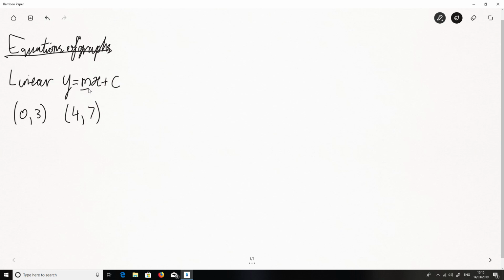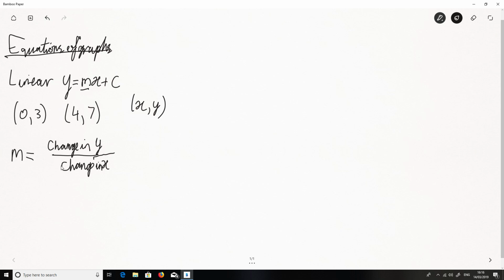So here, m is our gradient. So the gradient of a graph has the equation: the change in y over the change in x. I won't use the delta notation because you might not know that notation yet. So as we know, in these coordinates, we've got the x value, then the y value. And they will give you 2 points in the order that the graph goes through them.